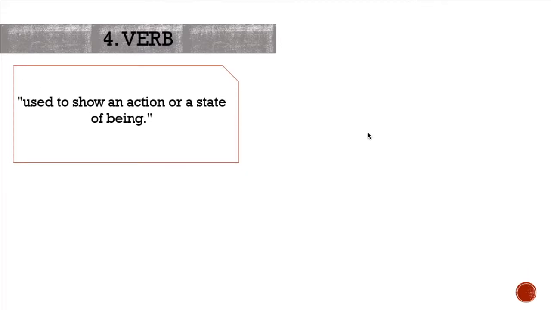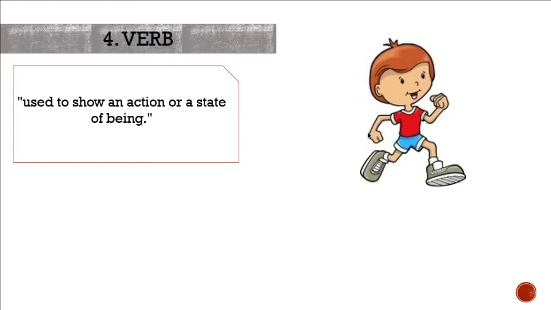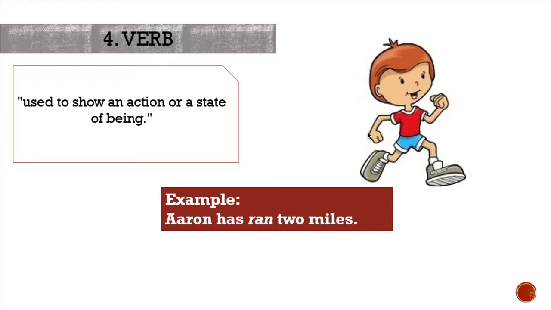Fourth is the verb. A verb is used to show an action or a state of being. Let's take a look at this little boy, Aaron. Aaron is running. Run is the verb as it is describing what Aaron is doing. Just like in this sentence, Aaron has ran 2 miles.